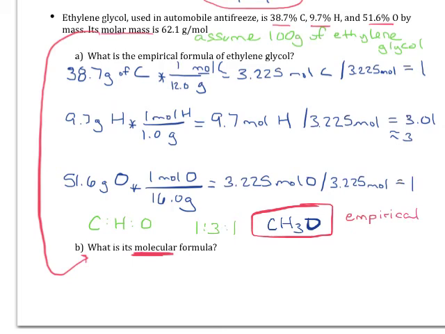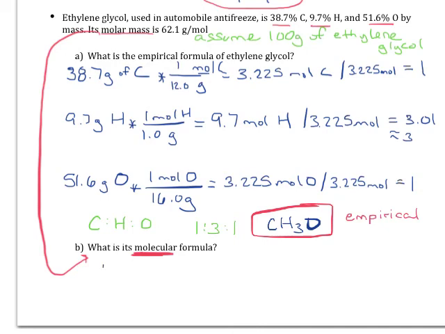The next part of the problem asks me for a molecular formula. We know that the molecular formula is related to the empirical formula. All the molecular formula is, it's some multiple of the empirical, and is a whole number multiple. In order to figure out what the molecular formula is, we use the molar mass. So we know that the molar mass of this compound is 62.1 grams per mole. What we want to check is what is the molar mass or molecular weight of the empirical formula.